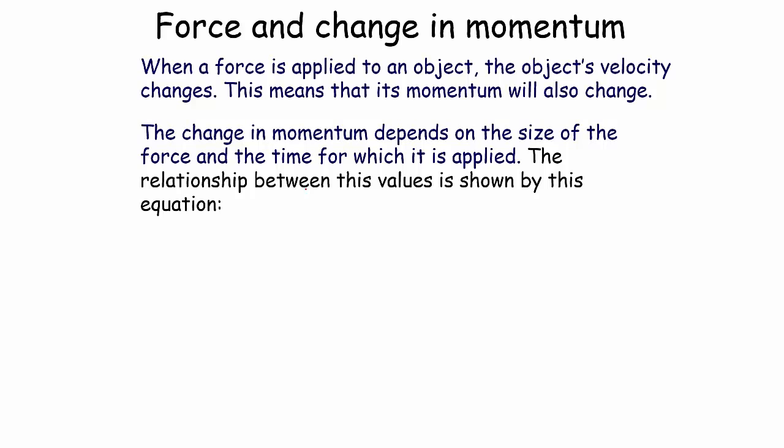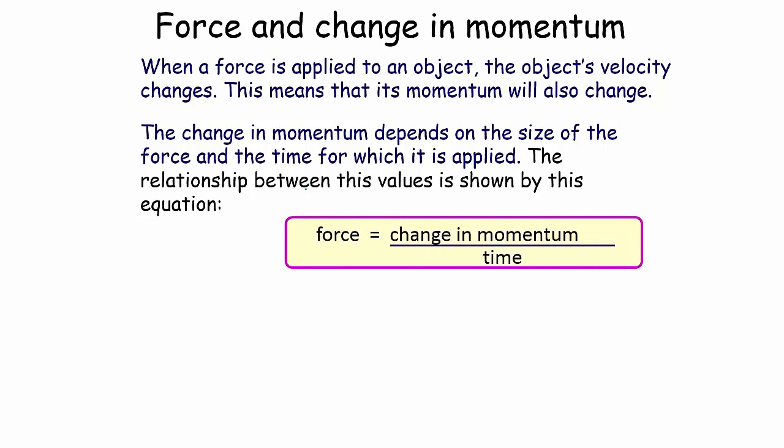So the equation that we use to define this is that the force required to make a certain change in momentum is equal to the change in momentum. Not just the momentum, because it may have started with momentum, we don't know. So the change in momentum divided by the amount of time that the force was applied for. What that equally tells us is that the change in momentum is equal to the force that you apply times by the time that you apply it for.